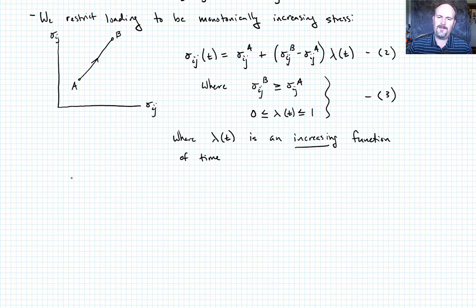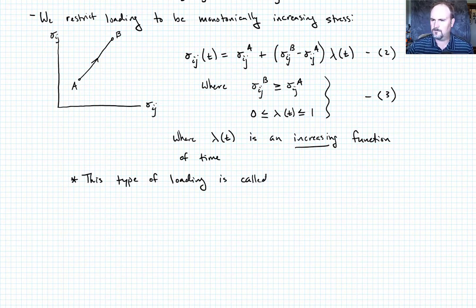Okay, when we have this kind of loading, it's referred to as proportional. So this is proportional loading. It's just thought of as, yes, the stress changes, but the proportions of the stress do not. So let's say we had our example with sigma 11 on the x-axis and sigma 12 on the y-axis. The proportion of sigma 11 relative to sigma 12 does not change during the load. That's what we mean by proportional loading.